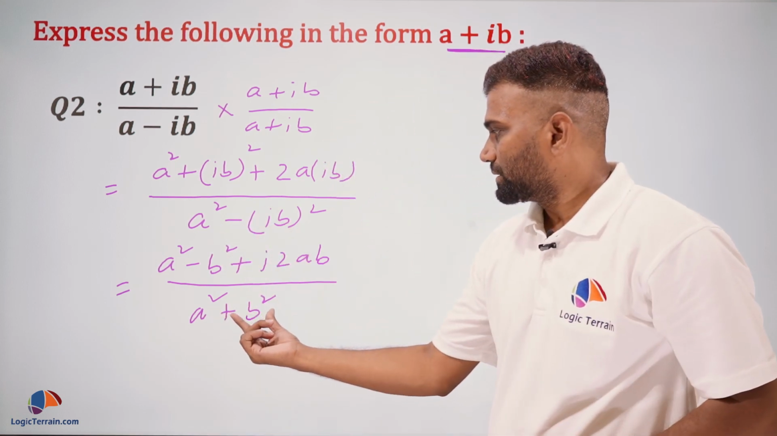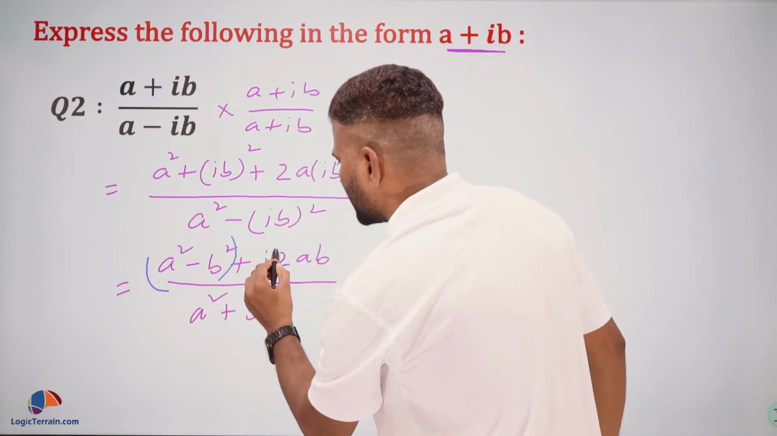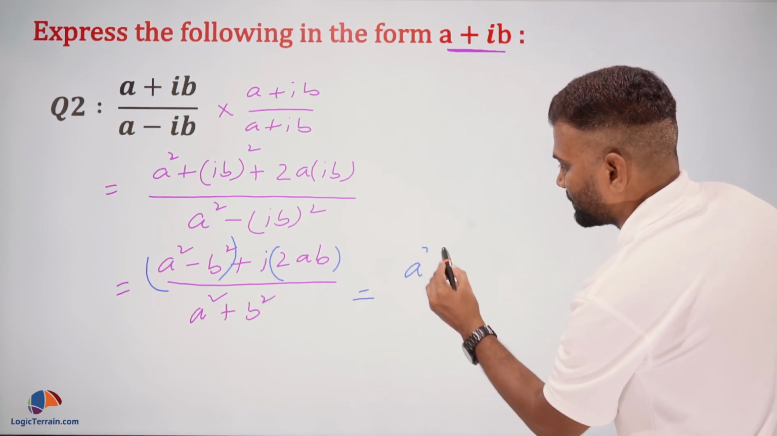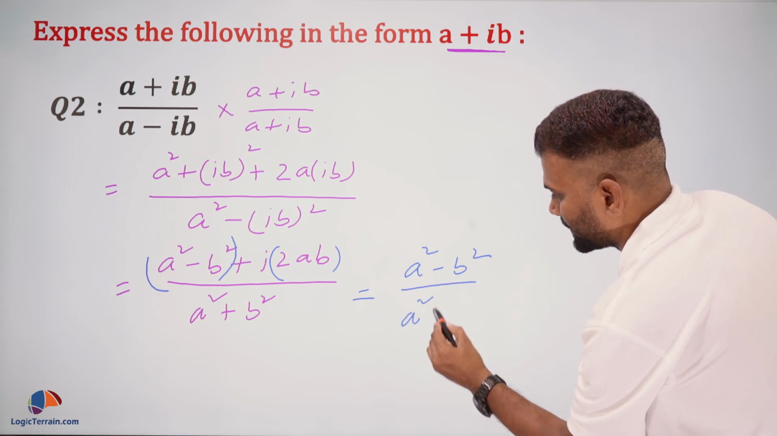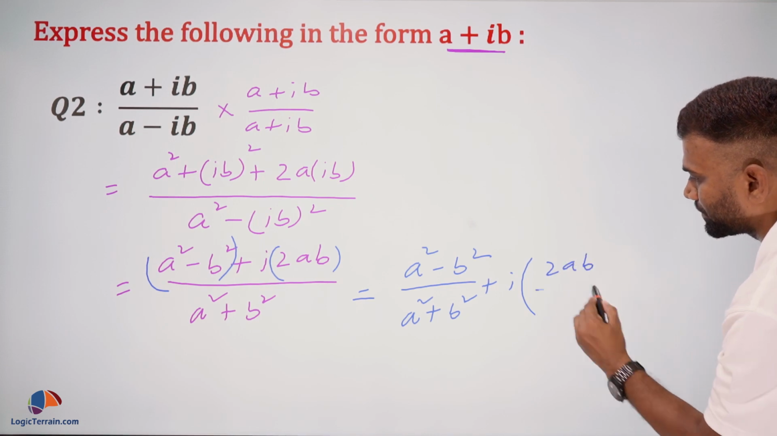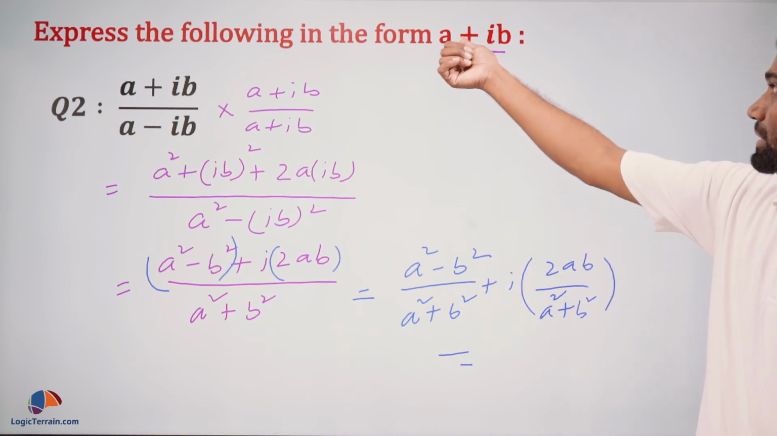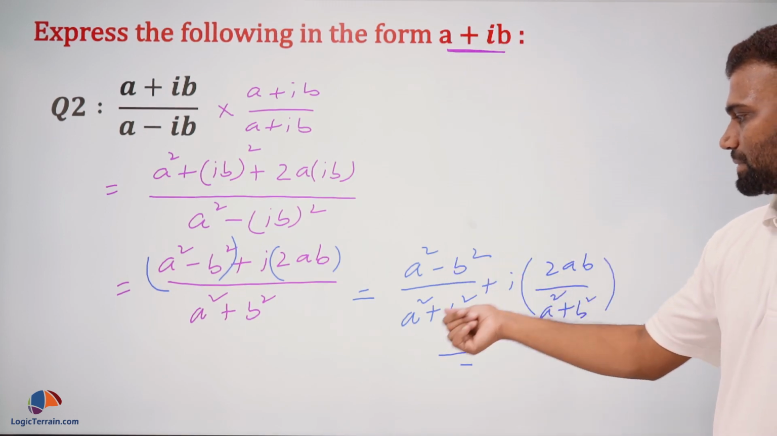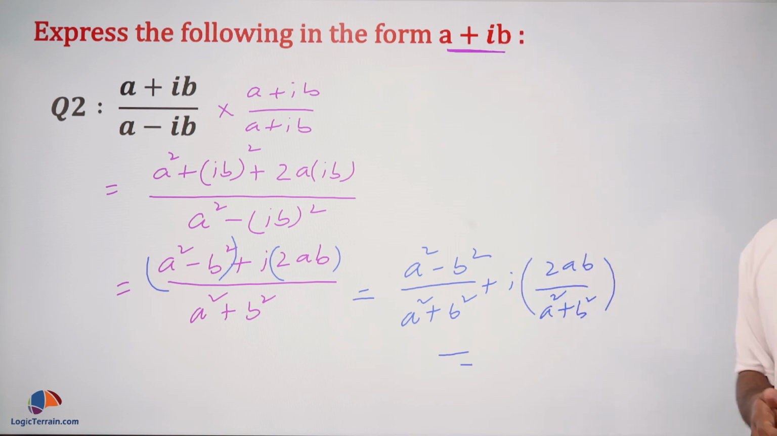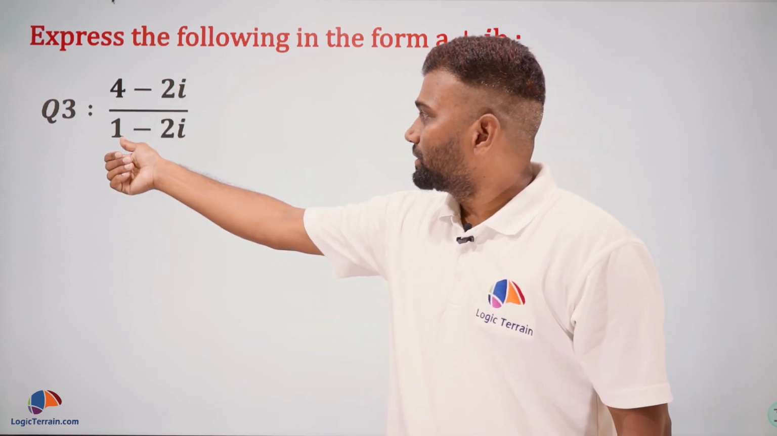Now this denominator is dividing both the parts. So here this is the real part and this is the imaginary part. So further, we'll rewrite this as (a square minus b square) upon (a square plus b square), plus i of 2ab upon (a square plus b square). This is our required form, a plus ib. Here a is (a square minus b square) upon (a square plus b square), and b is 2ab upon (a square plus b square). Here is the next question, that is (4 minus 2i) upon (1 minus 2i).